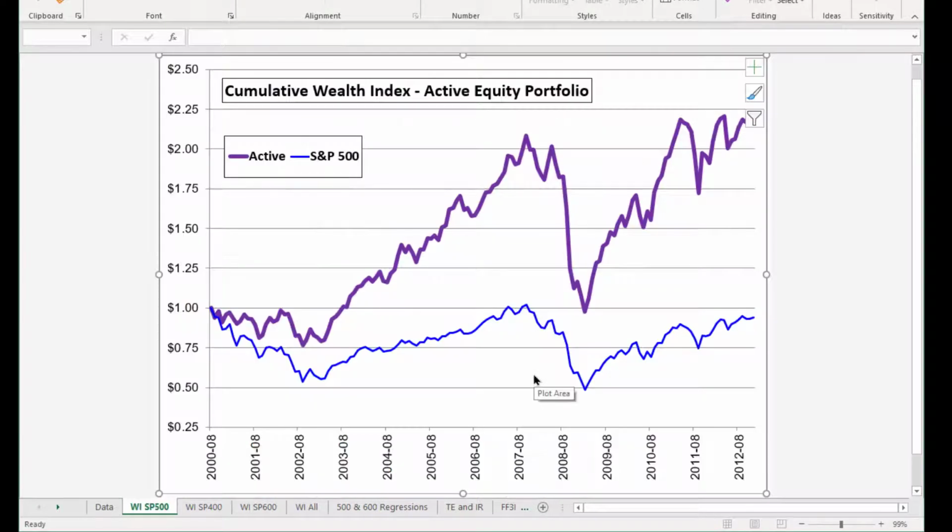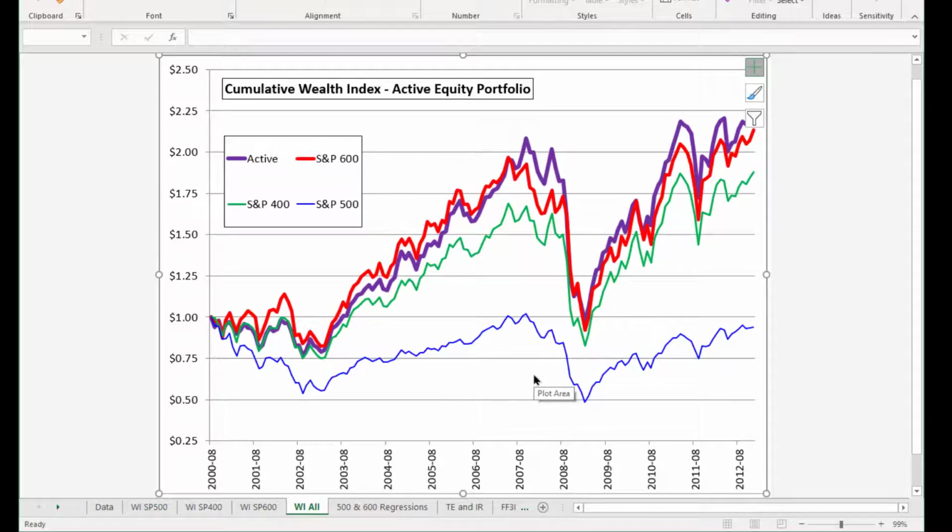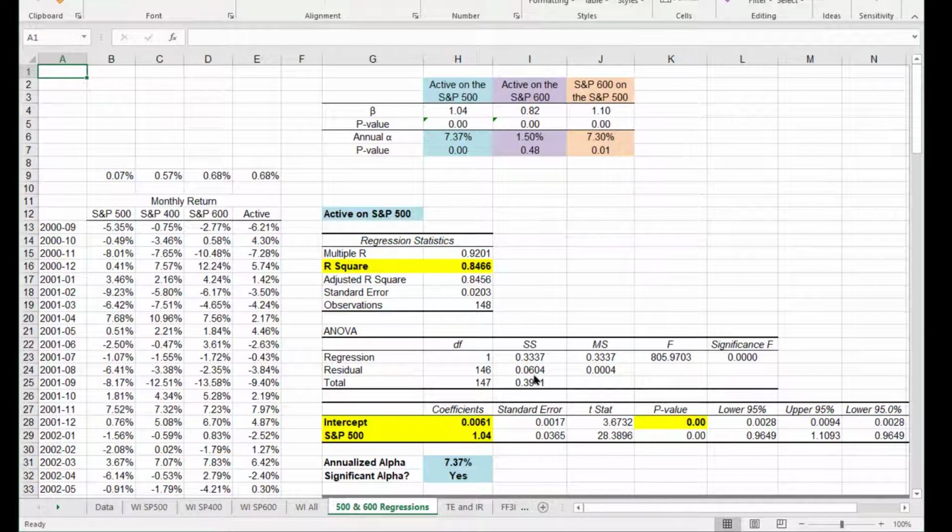And so here are the wealth indices again. Here's the active versus the S&P 500. Here's the 400. There's the 600. That's what sort of got me going on this. Here's all of them together. And now I'm going to run regressions, and I'm going to do them slightly differently. But the regressions that I'm going to run: I'm going to run the active portfolio on the S&P 500. I'm going to run the active portfolio on the S&P 600. And then I'm going to run the, well, let's just do those two first.